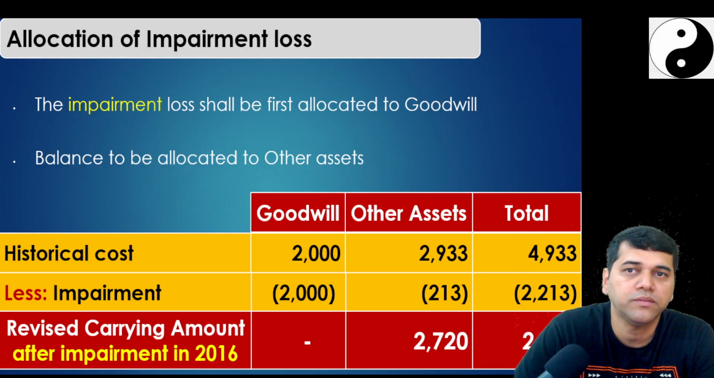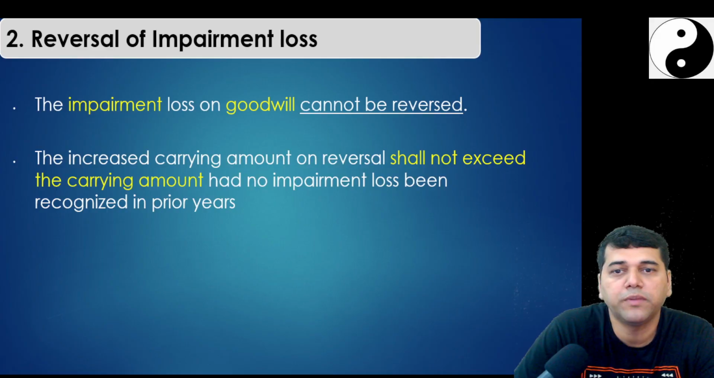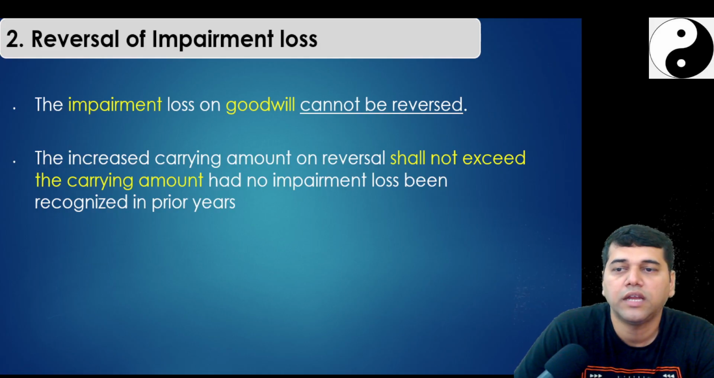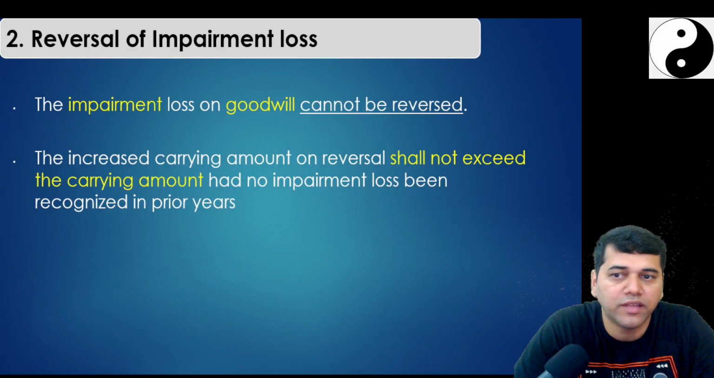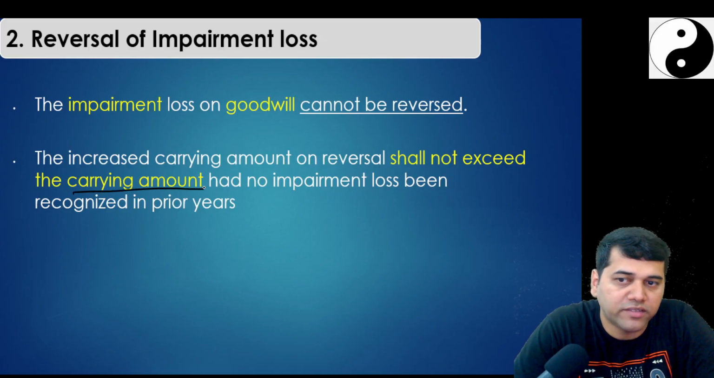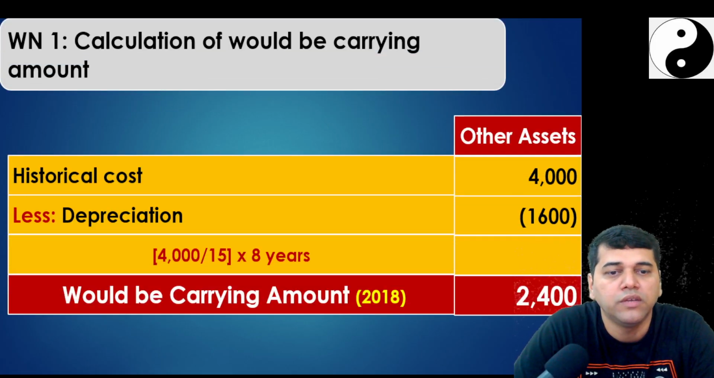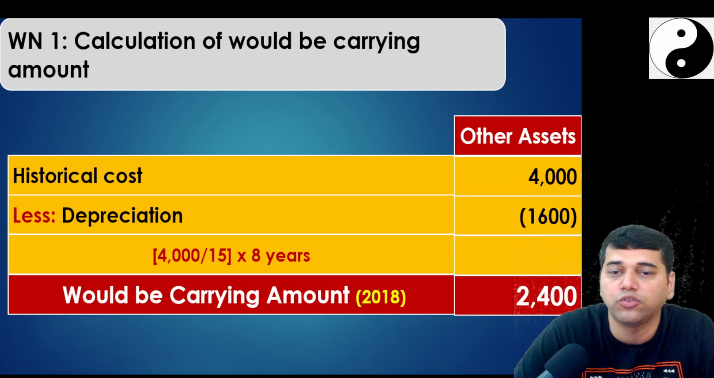Yes, I'll proceed further. Then they speak about the reversal. So first you need to say goodwill I cannot reverse, and you should not exceed the would-be carrying amount. So because of this, since it cannot exceed the would-be carrying amount, we need one working note for the would-be carrying amount, which comes to 2400 as on 2018.